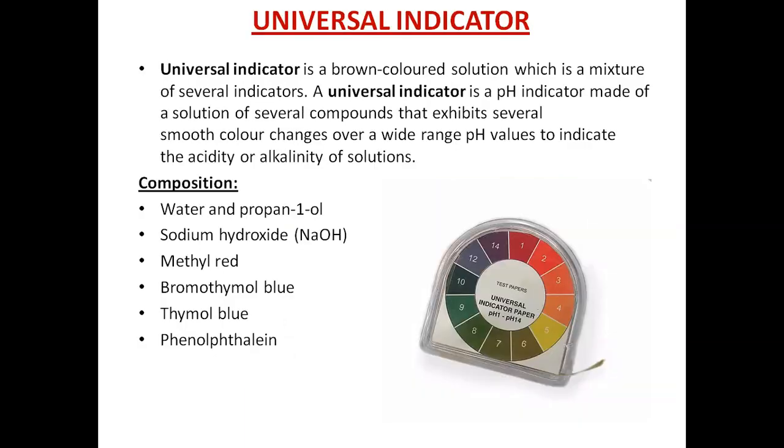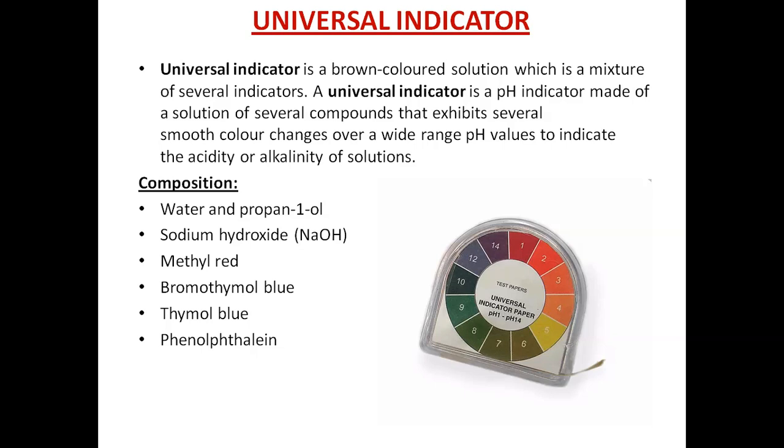So this is the universal indicator. Universal indicator basically is a blend of pH indicator solutions. As we discussed, there are 4 or 5 different types of pH indicator solutions. So universal indicator is a blend of those pH indicators, right? And this universal indicator basically is designed to identify the pH of the solution over a wide range of values.